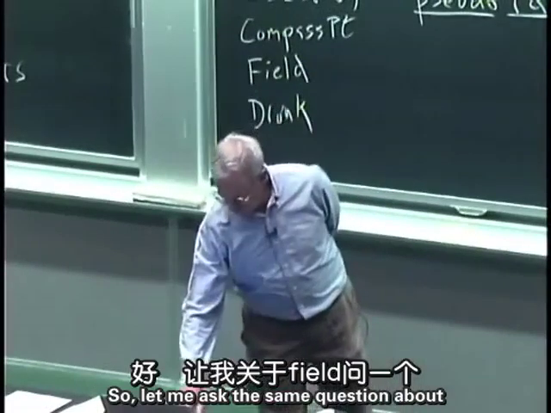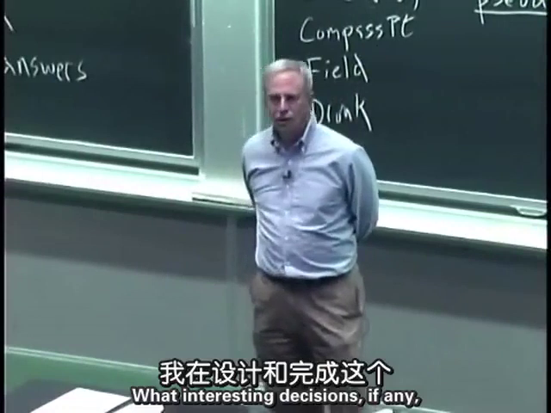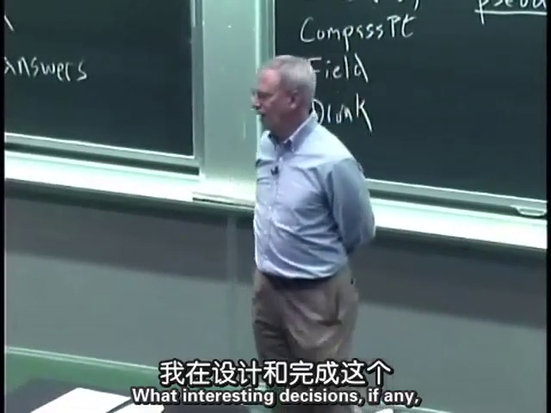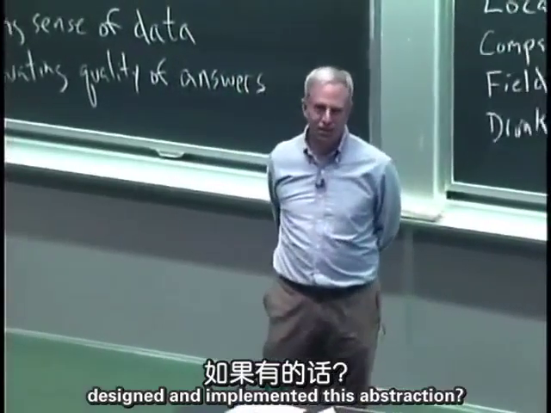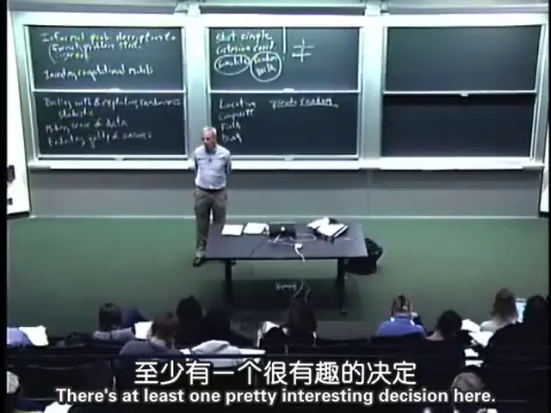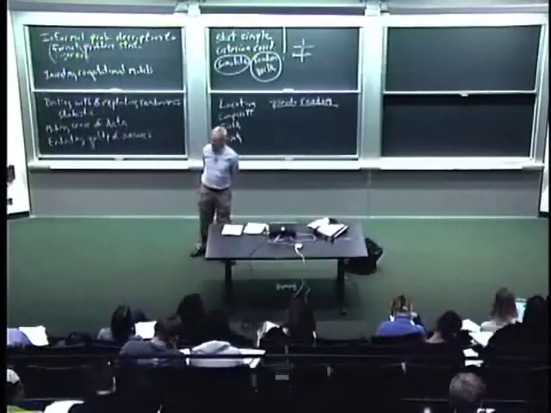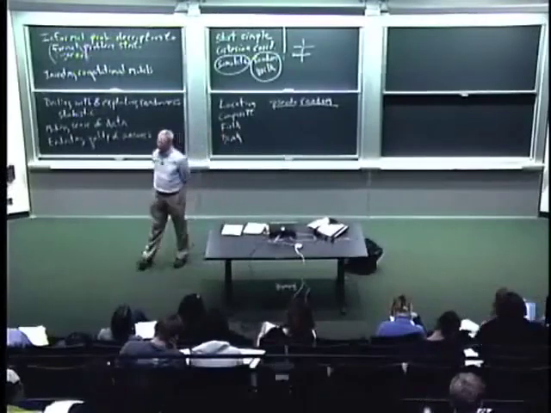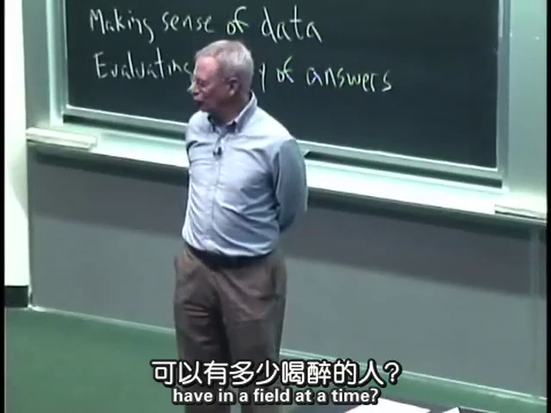So let me ask the same question about field I've asked about the others. What interesting decisions, if any, have I embodied in the way I've designed and implemented this abstraction? There's at least one pretty interesting decision here. At least interesting to me, because my first version was far more complicated. Well, how many drunks can I have in a field at a time?